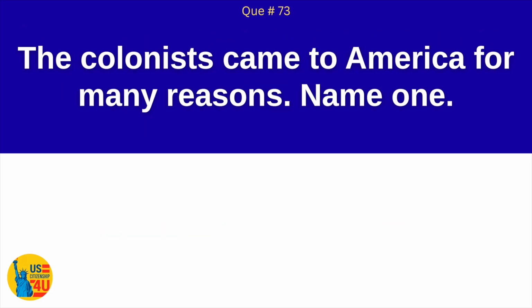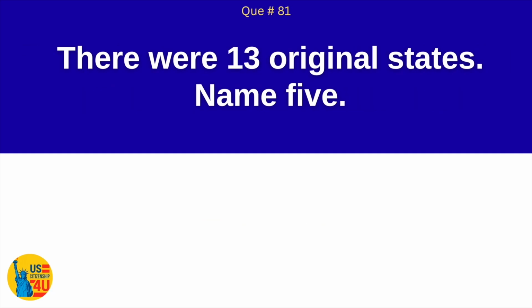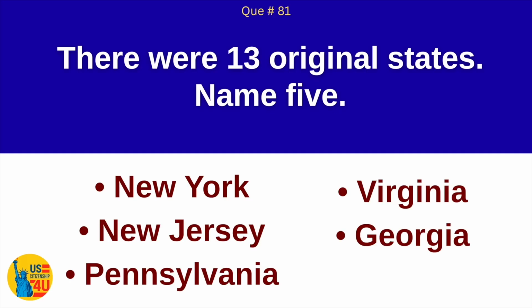The colonists came to America for many reasons. Name one. Freedom. There were 13 original states. Name 5. New York, New Jersey, Pennsylvania, Virginia, Georgia.